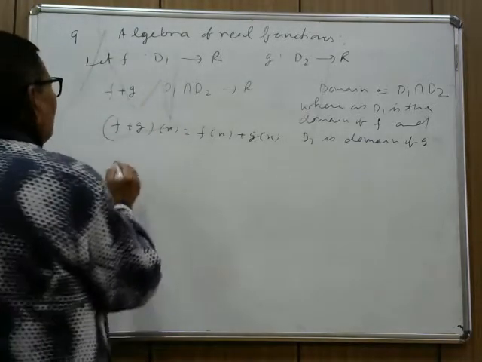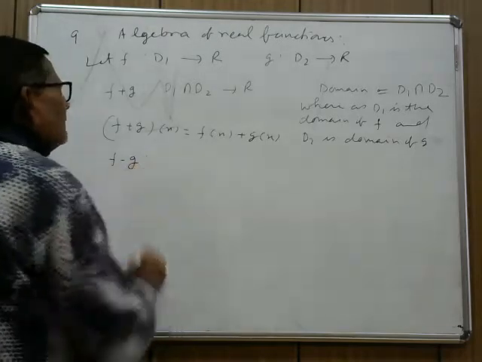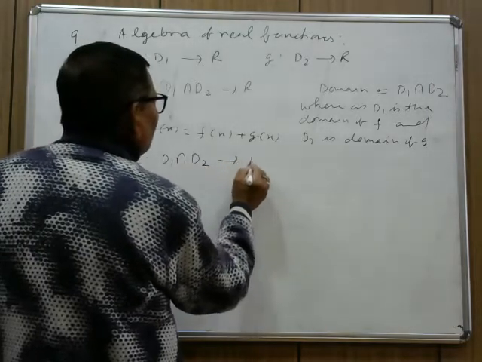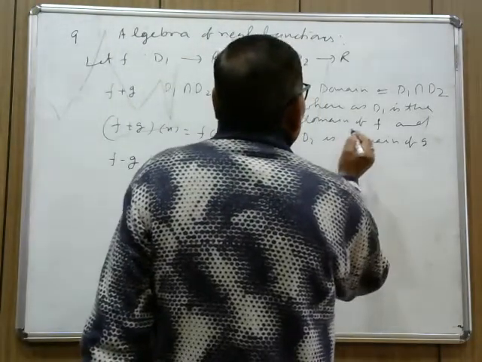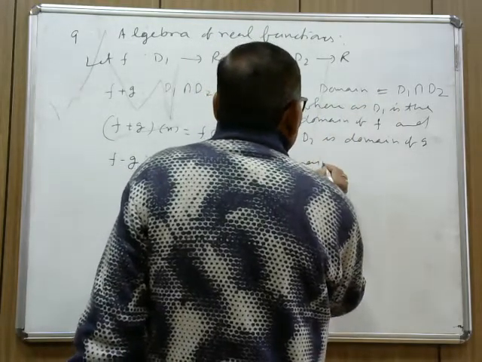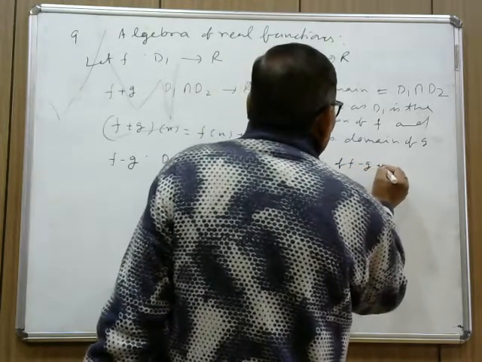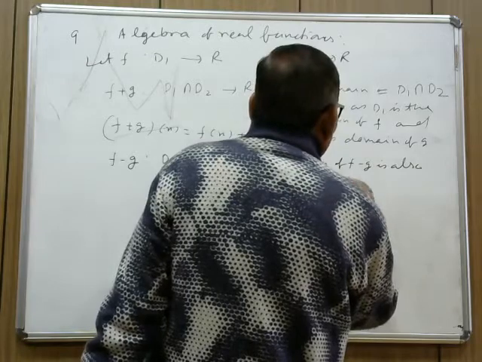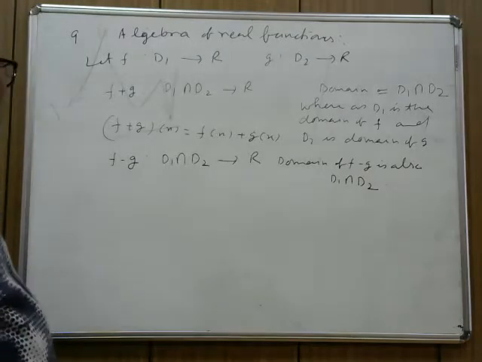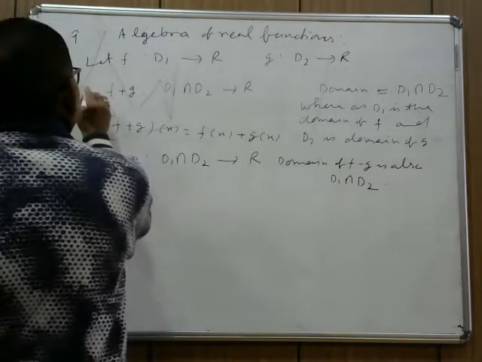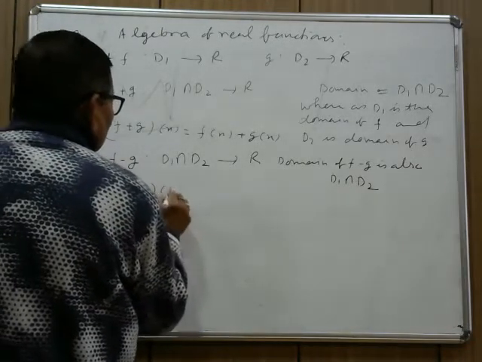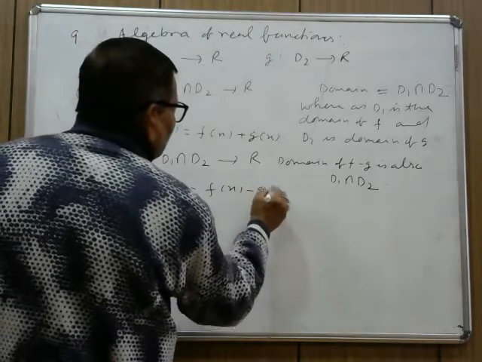Now second, subtraction. f minus g is also a function defined from D1 intersection D2 to R. Again the domain of f minus g is D1 intersection D2, where D1 is the domain of f and D2 is the domain of g. This is first addition, this is second subtraction. (f minus g) of x equals f(x) minus g(x).